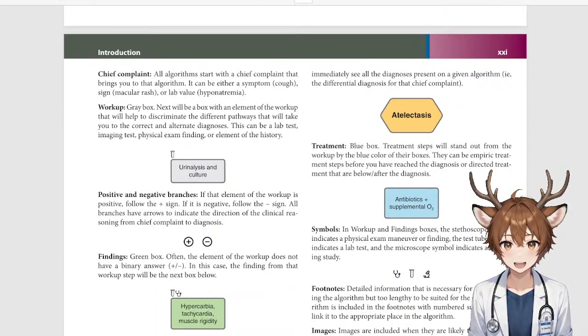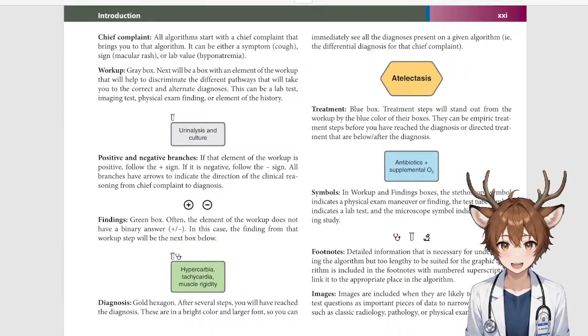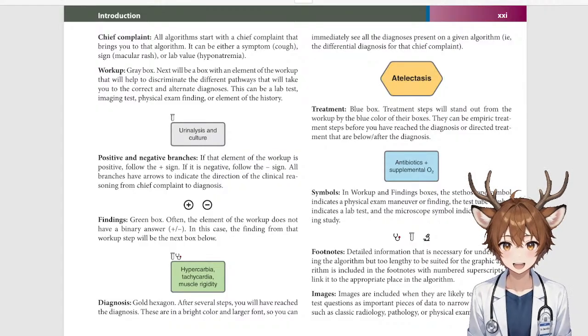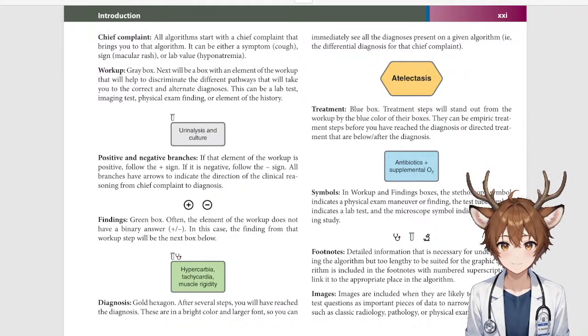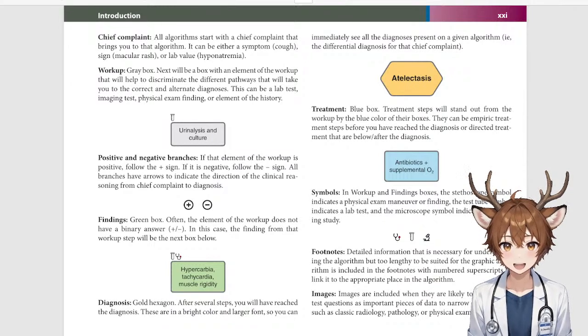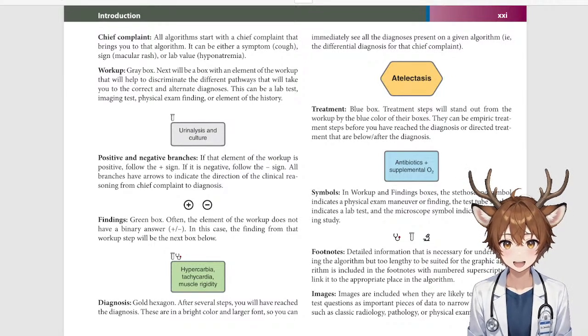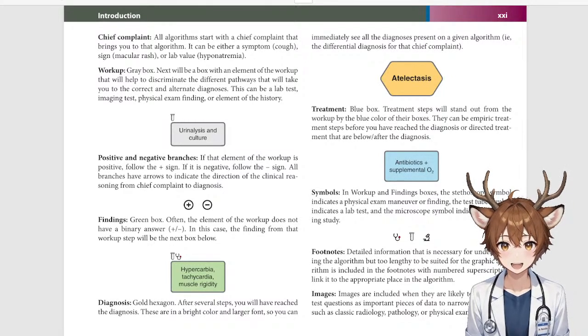Okay, so what is the actual anatomy of this whole thing? We're talking about the anatomy. What is this? So, chief complaint, start with chief complaint. All algorithms start with a chief complaint that brings you to that algorithm. It can either be a symptom, cough, a sign, macular rash, or a lab value, hyponatremia.